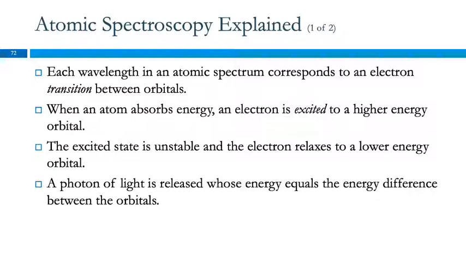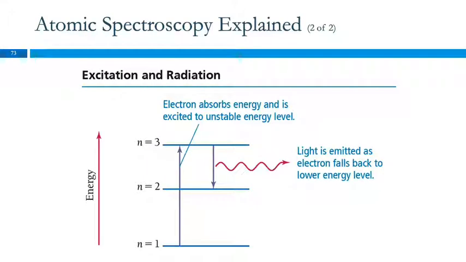So it's like light as a particle behavior, right? It is like light as a particle, because when the electron goes down to a lower energy orbital, it emits a packet of light, a photon of light, a piece of light, a particle of light, however you want to describe it. So there's a picture.